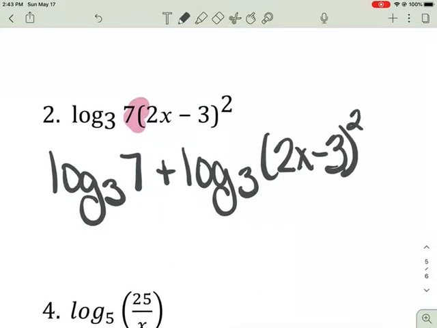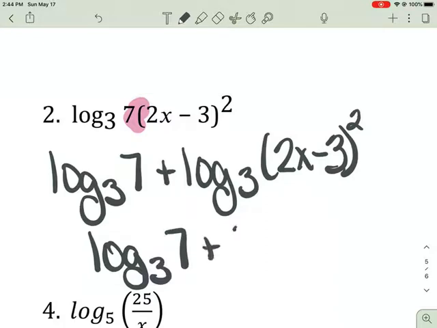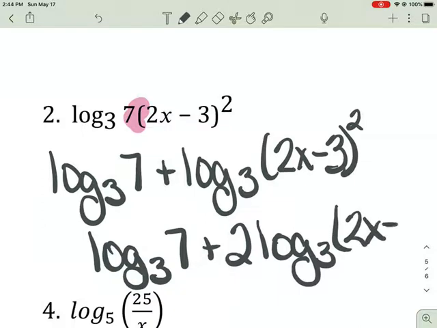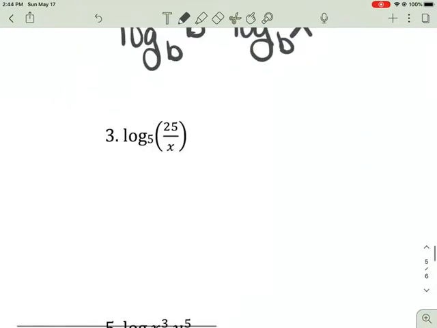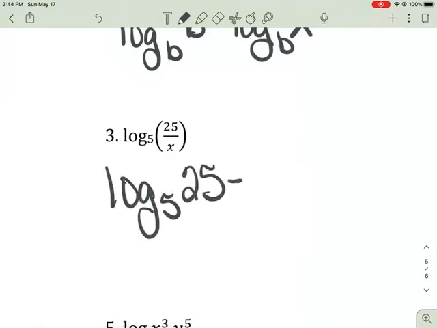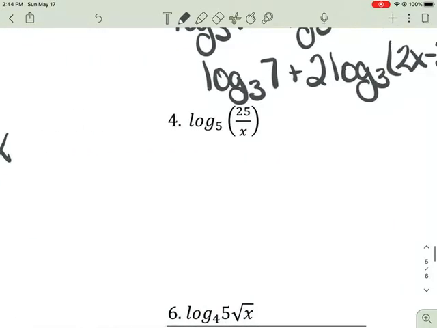Now we can't do anything with that 2x minus 3, okay? You can't separate it because there's an addition and subtraction. We don't have a property for addition and subtraction. We only have a property for multiplication and division and a power. So we're going to make this log base 3 of 7 plus 2 times log base 3 of 2x minus 3. Okay. All right, so let's try some more here. Division means subtraction. And that's as far as we're going to go.